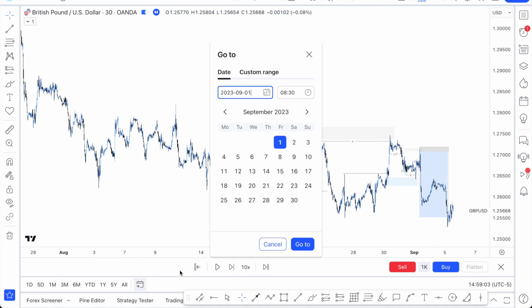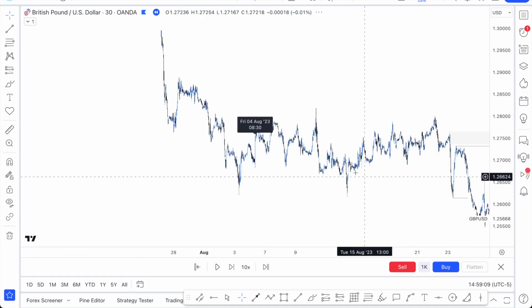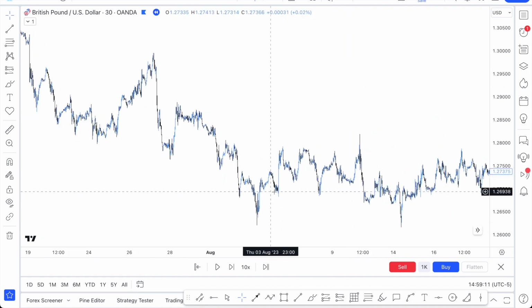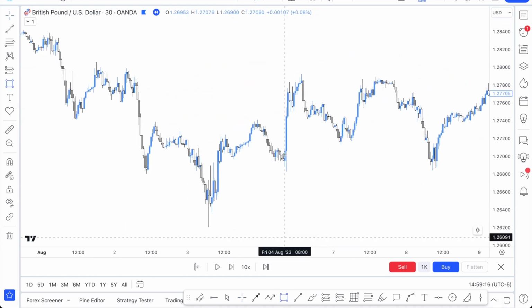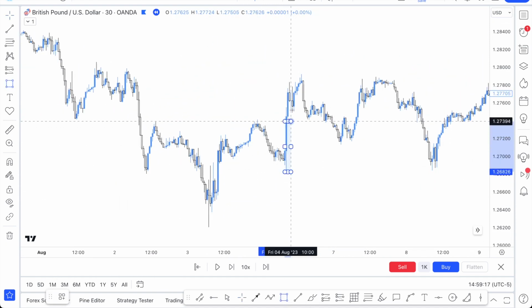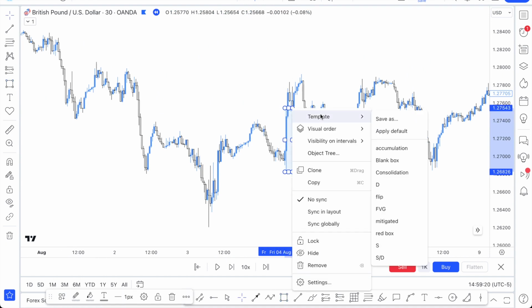So we're going to go to the third example. Okay, let's go another one backwards. Friday, 8:30. Let's go. All right, so quickly off the bat, you can see right here, this is that candle right there that pushes bullish right here.